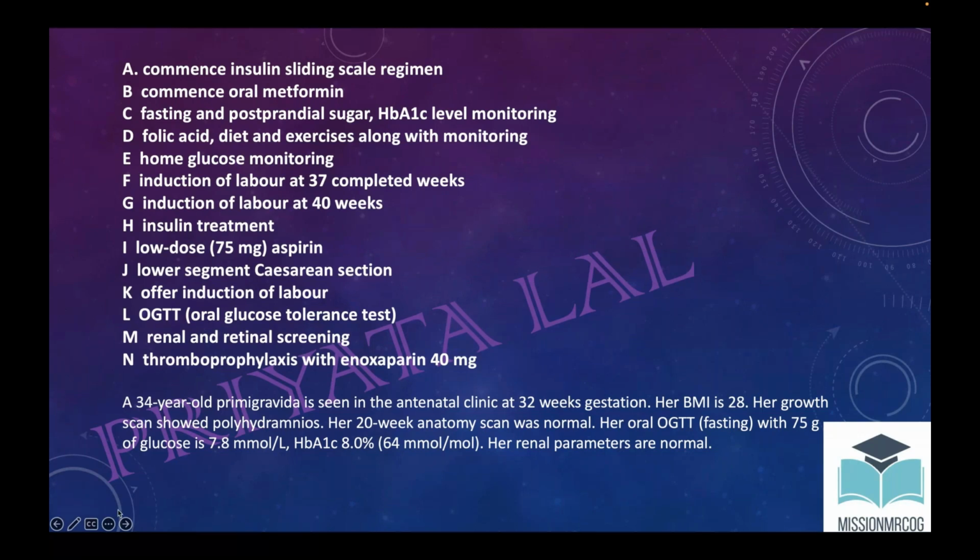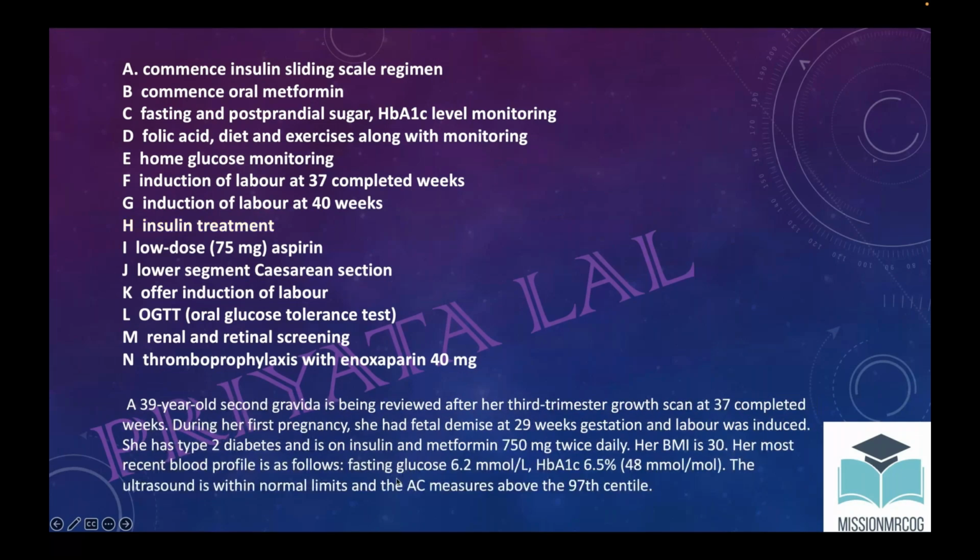Now a 39-year-old patient with a growth scan at 37 weeks, first pregnancy fetal demise. She is type 2 diabetic on insulin and metformin. BMI is 30. Her more recent profile shows fasting 6, glycosylated 48, and the ultrasound within normal limit with the AC at 97th centile. So what will you do? Everything is fine, but there is a fetal complication you are looking at. So what will your aim be? Yes, induction of labor.